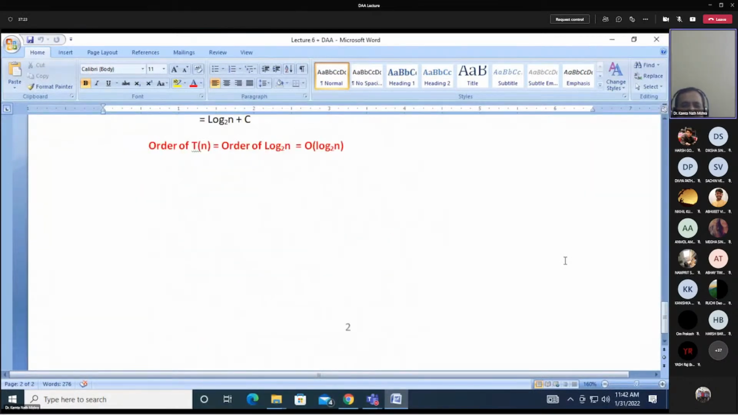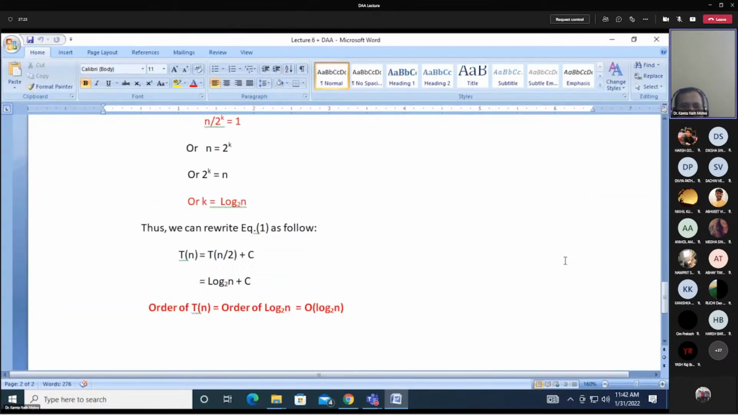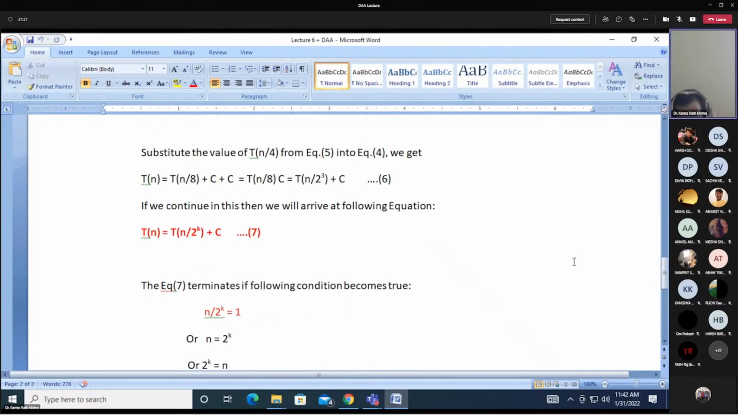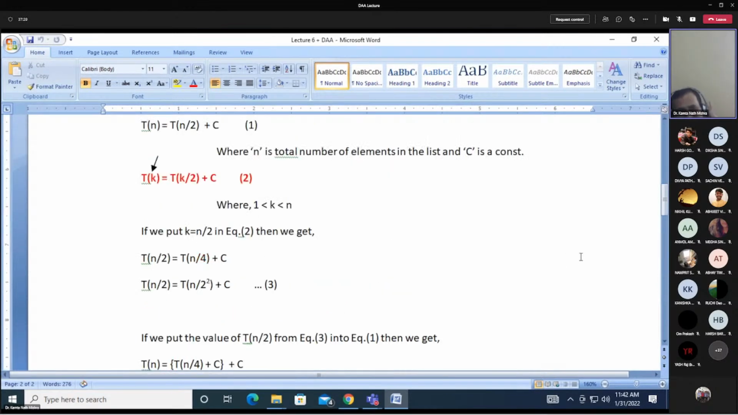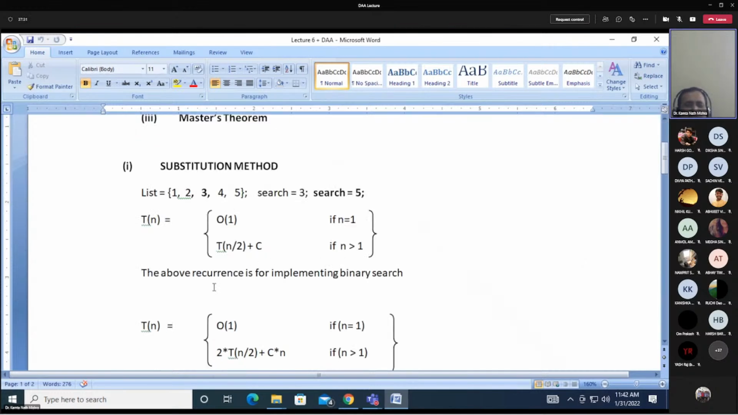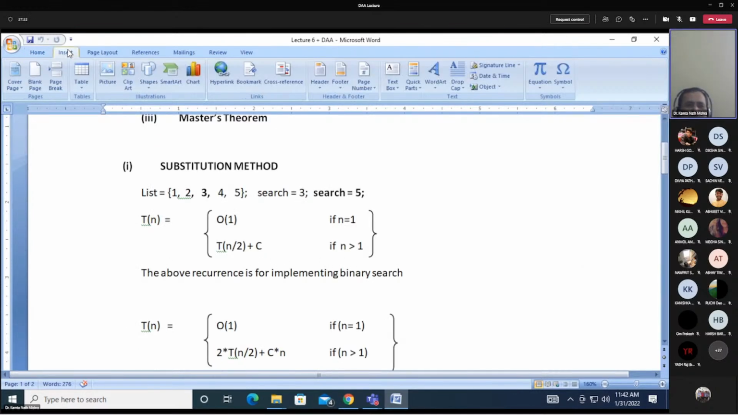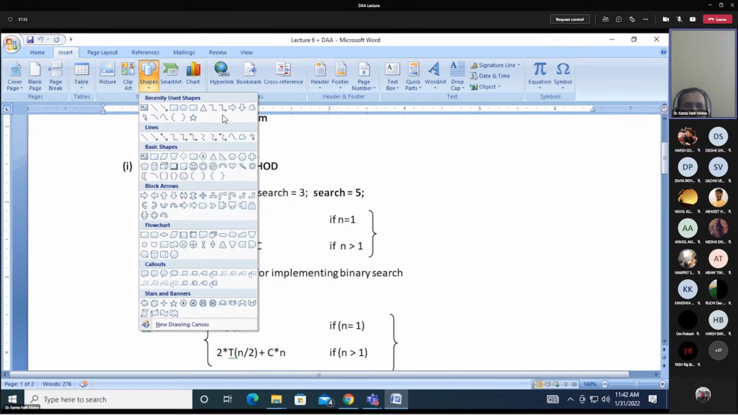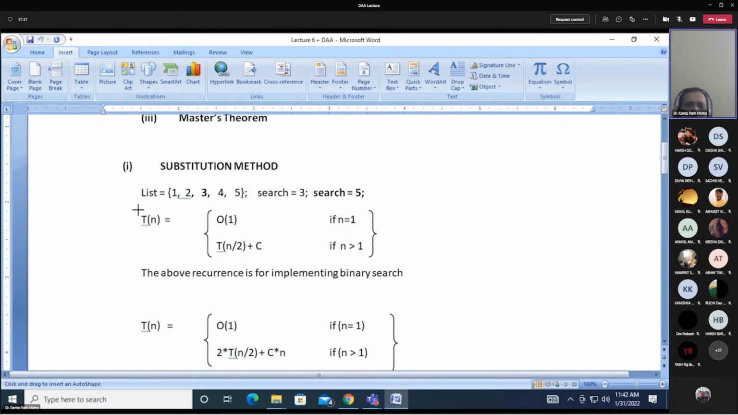Chaliye. So it means that order. So what was the second recurrence? First recurrence was Tn equals Tn by 2 plus C. You see, two recurrences we took. And what was the second recurrence?